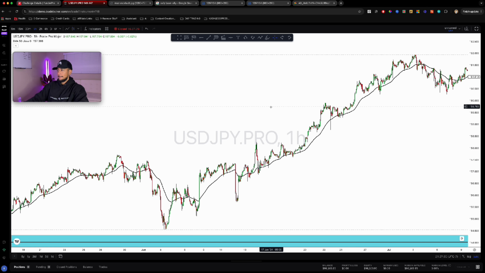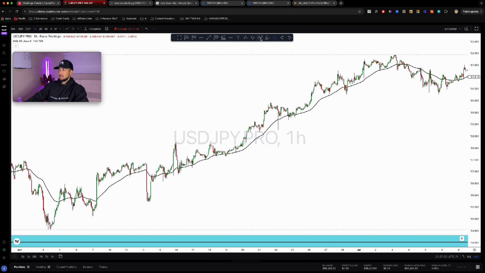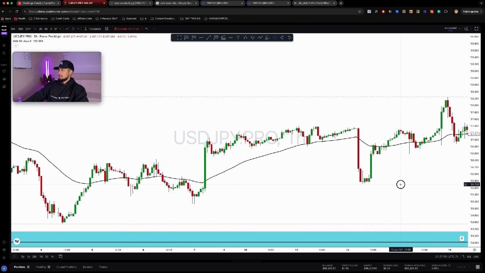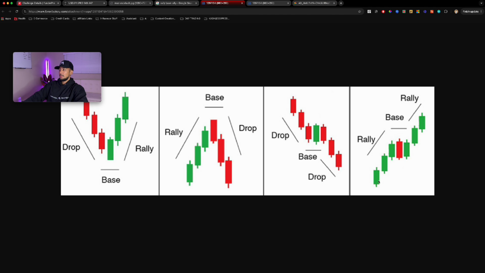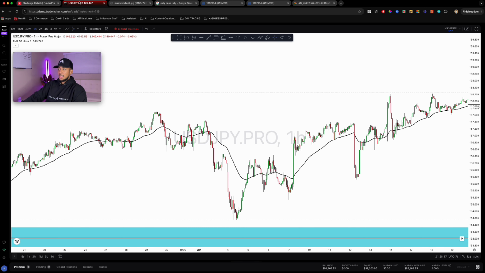But a rally-base-rally is basically, I'll just draw it right here for you. The rally-base-rally looks like this: we have a strong impulse to the upside, a short little consolidation, and then continuation. I can't really find one right now. Yeah, I can't find anything. But again, if we go over here, rally-base-rally, we have impulse, a very short consolidation, so it looks like just flat, and then continuation. Same thing for drop-base-drop. But yeah, that's all I got, guys.